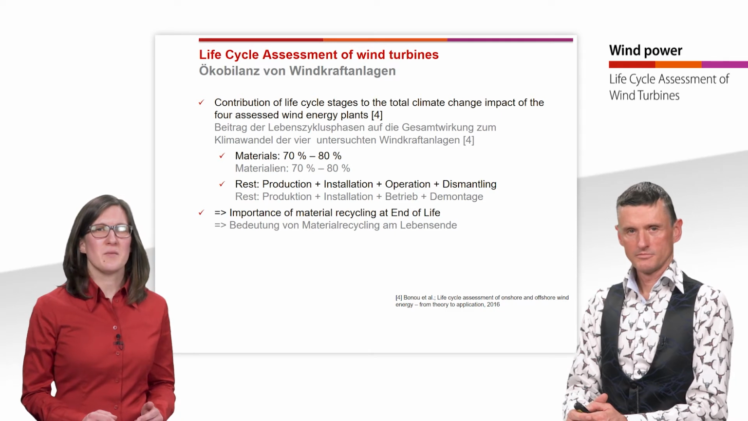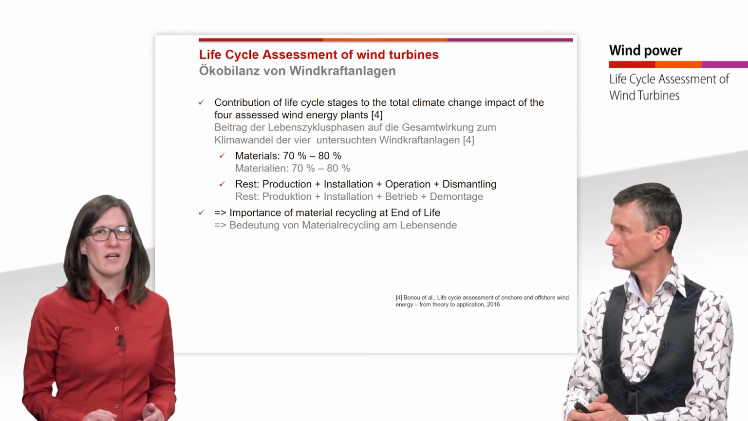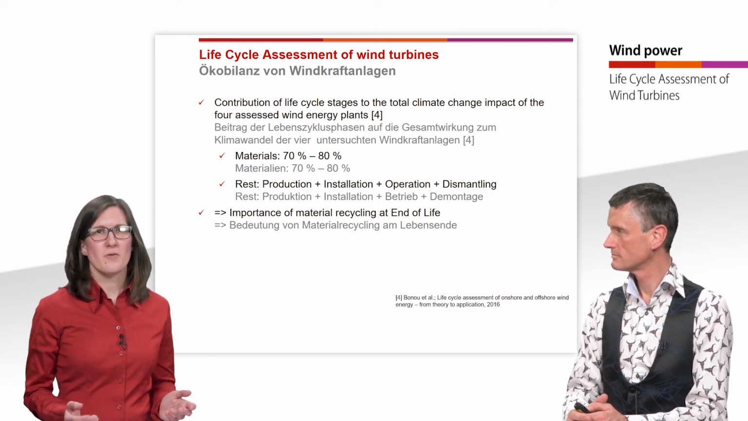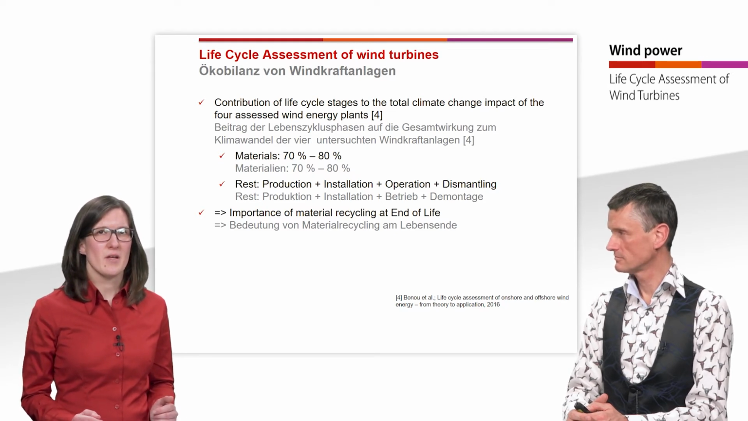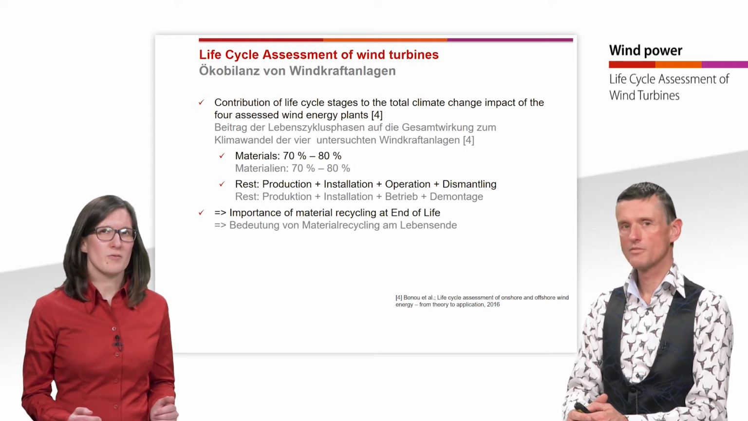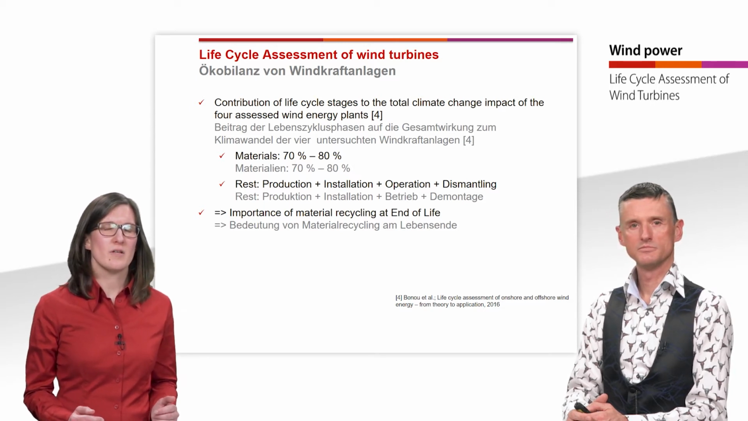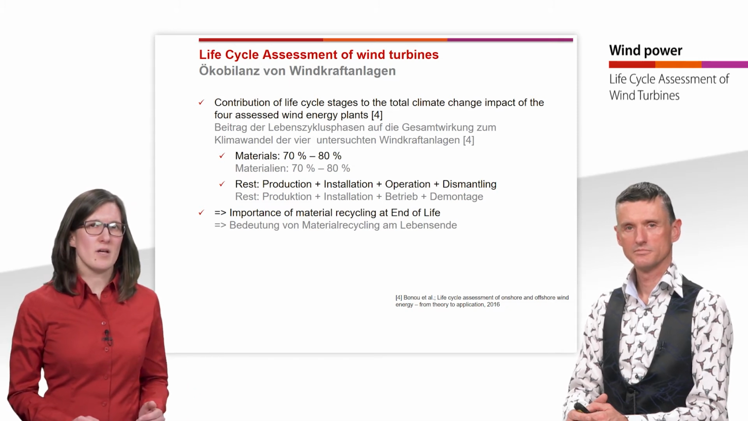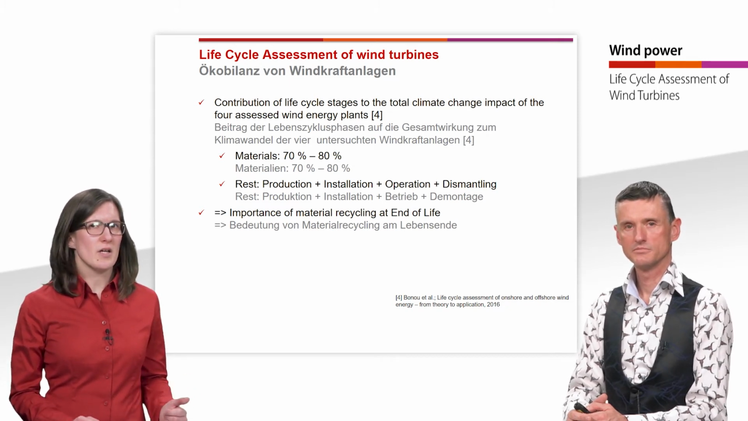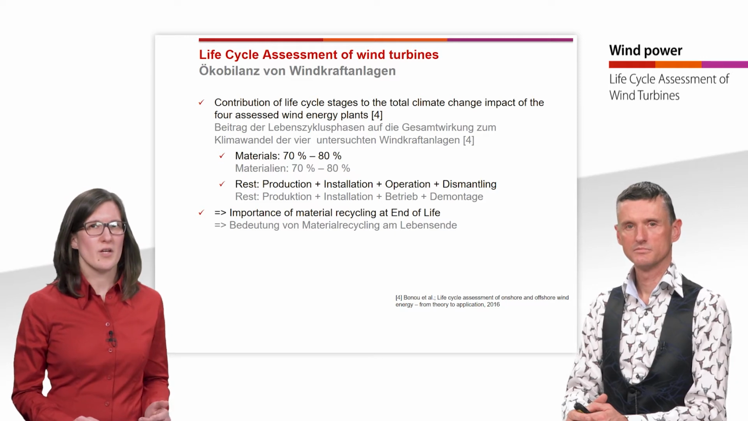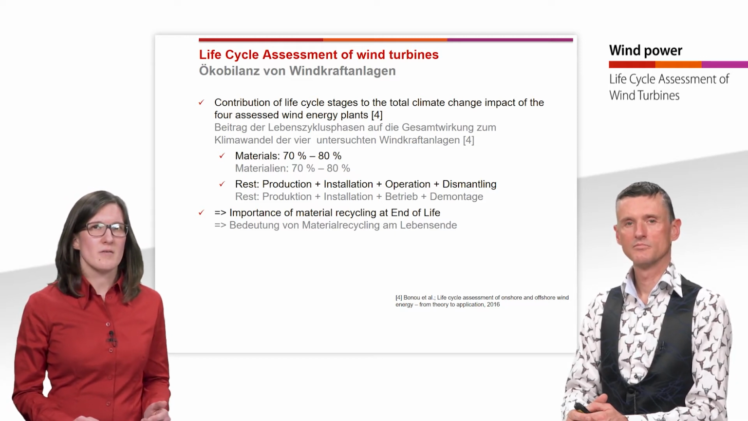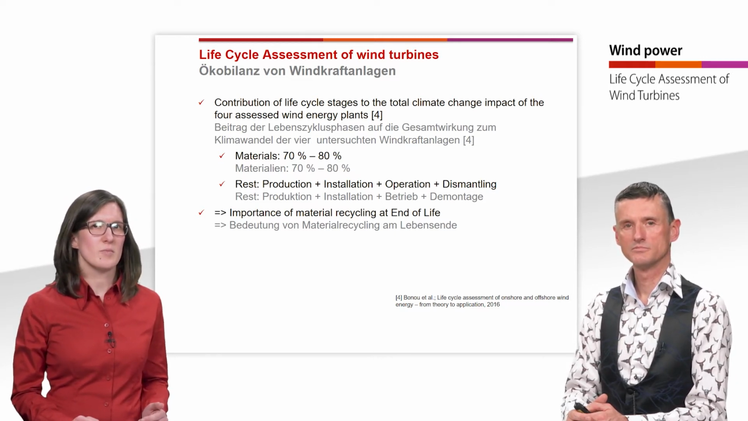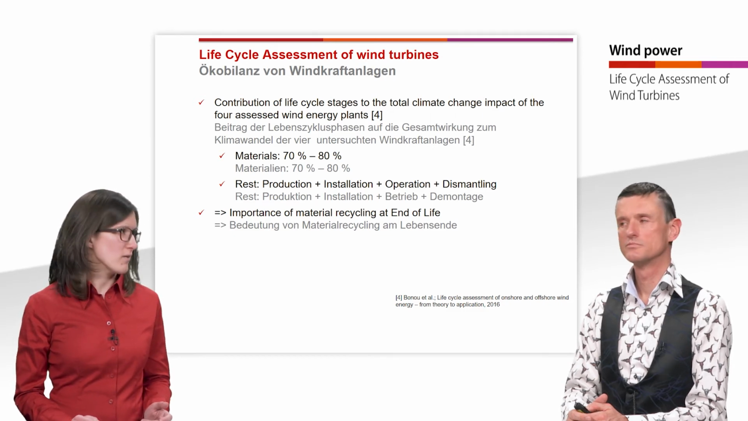Additionally, the study examines the contribution of the different life cycle stages of the 4 wind energy plants to their total climate change impact. The extraction and production of raw material contributes to more than 70 to 80% of the climate change impact. The rest is produced by production, installation, operation and dismantling. Thus, there is a great importance of material recycling at the end of life.